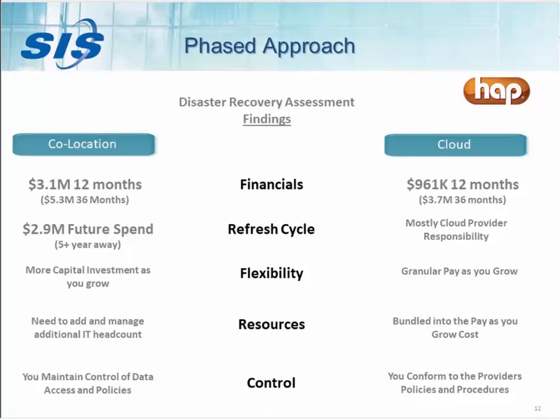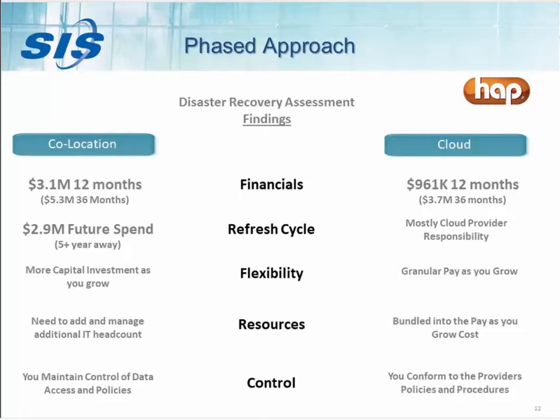So, phased approach, that's really the only way to ensure success and make sure that things are financially palatable to senior management here. This slide represents some of the comparisons between having made that capital investment and had a co-location type of solution in comparison to the hybrid cloud that we have with SIS.